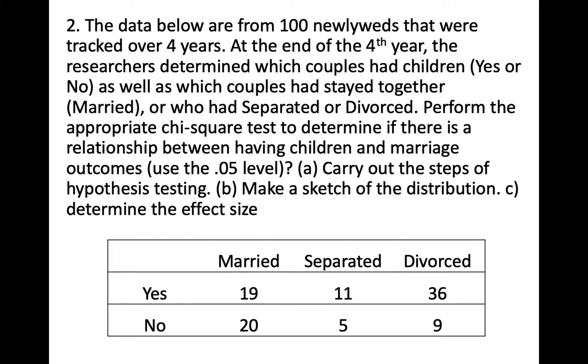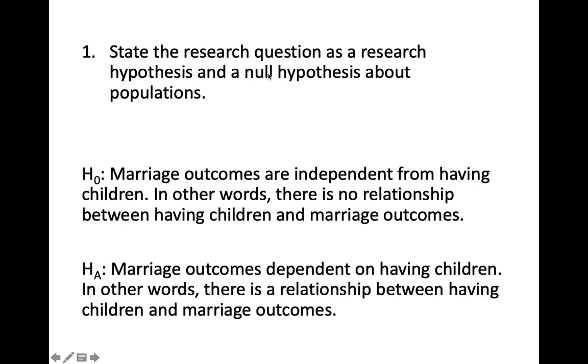The appropriate chi-square test in this case is a chi-square test for independence. So in this question, carry out the steps of hypothesis testing, sketch the distribution, and then determine the effect size. The first thing is to state a research question as a research hypothesis and a null hypothesis about populations. So here's the null hypothesis. And by the way, I didn't go through all the steps of hypothesis testing for problem 1, but that's also something that I show you in the notes and is also presented in the chapter.